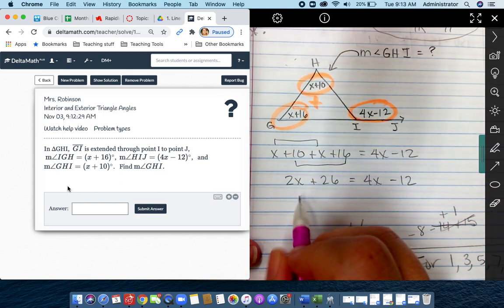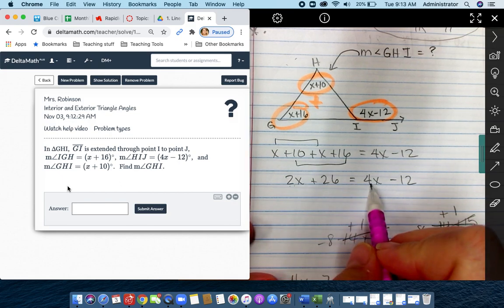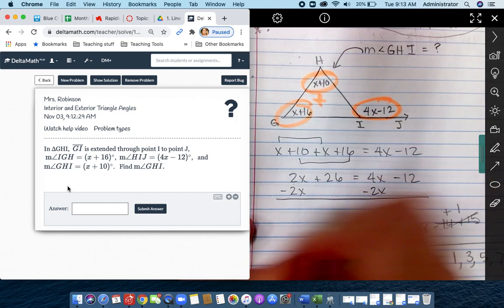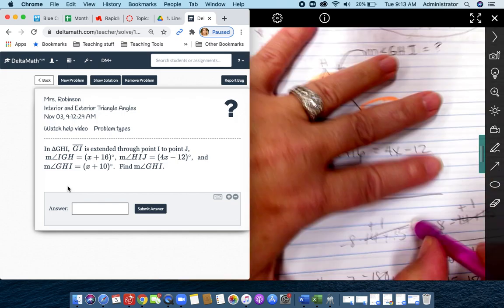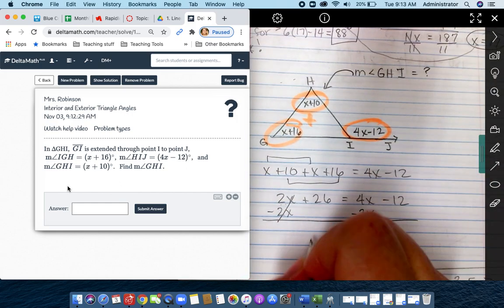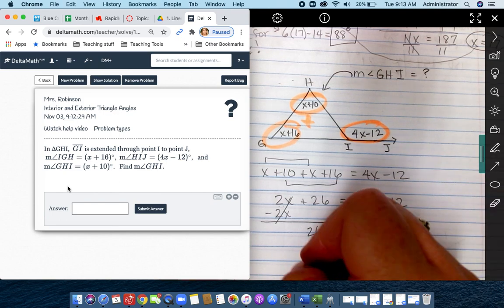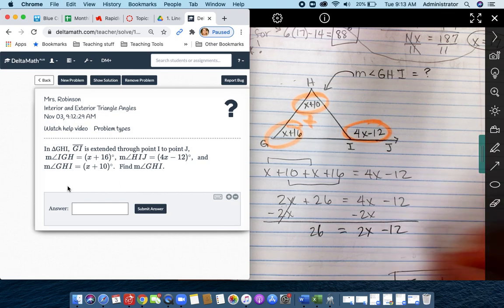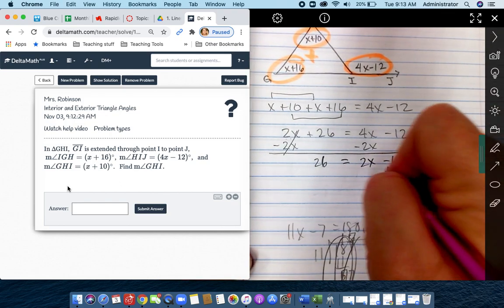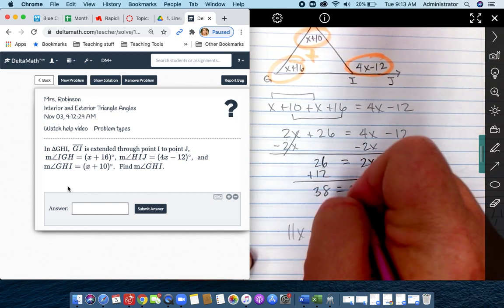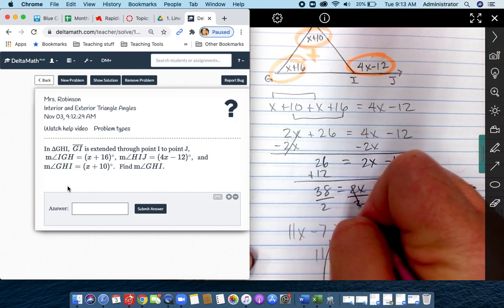And to solve, if I have 2x here and 4x, I always move the smaller coefficient to the side with the larger, just because I want to avoid a negative. But certainly if you wanted to subtract 4x, you could. So 26 equals 2x minus 12. I add 12 to both sides. And this gives us 38 equals 2x. Divide both sides by 2.